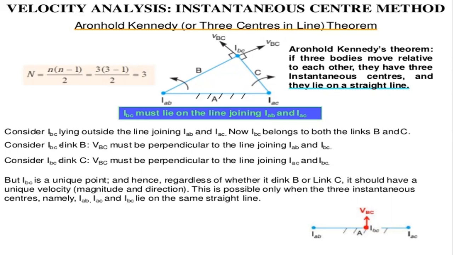Here I am only stating the statement of the theorem. I am not explaining the full theorem; in the later sections, I will explain it. Kennedy's theorem states that if three bodies move relative to each other, they have three instantaneous centers and they definitely lie on a straight line.